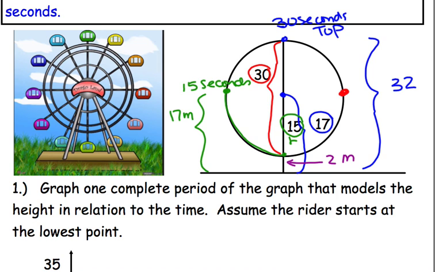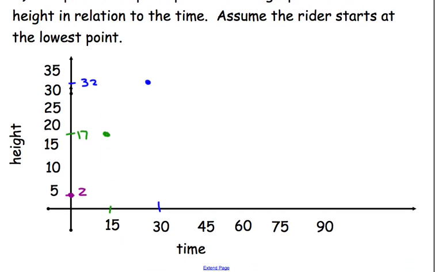All right, I just made a little dot here in the red. Now I'm 3/4 of the way around the Ferris wheel. I've gone how many seconds? 45 seconds, and how far am I off the ground? Back to 17 meters, yep. And then at 60 seconds, where am I at from the ground? 2 meters. All right, so we'll go ahead and graph those.